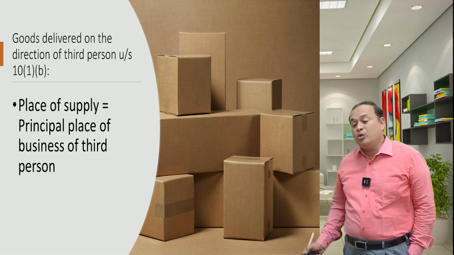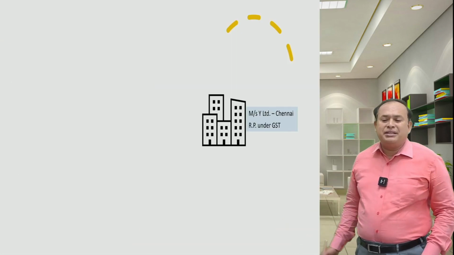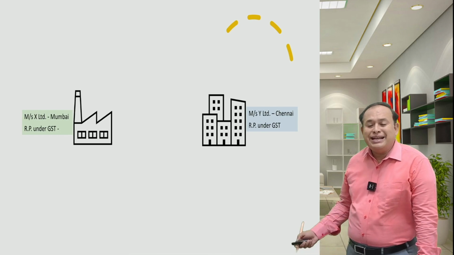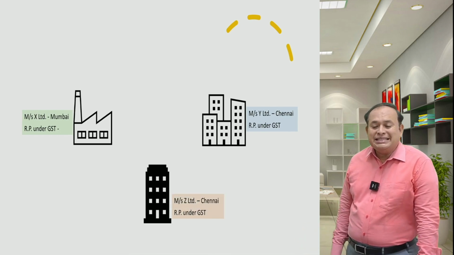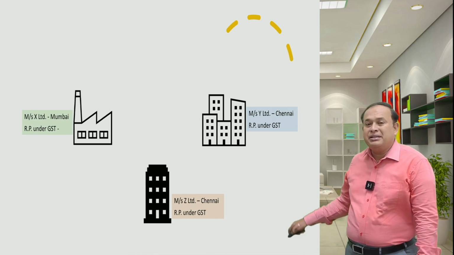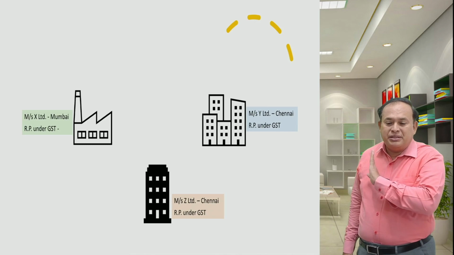In that case, how to understand this? Y Limited Chennai, a registered person. X Limited Mumbai, also a registered person. Y Limited in Chennai, X Limited in Mumbai. One more company, Z Limited Chennai, is also here. There are three parties involved. Three companies are there.